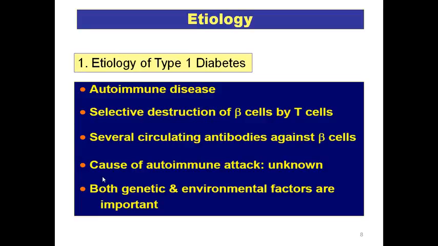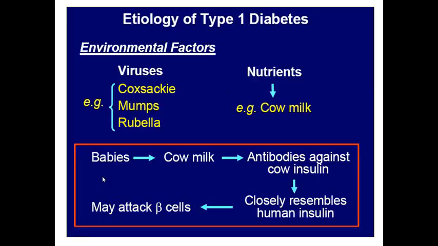So what is the etiology of type 1 diabetes? Type 1 diabetes is an autoimmune disease which causes selective destruction of the beta cells by T cells. There are several antibodies acting against these beta cells, like islet cell antibodies, anti-insulin antibodies, and anti-GAD antibodies. These antibodies are in the body, and they cause the destruction of the beta cells. What exactly is the cause of this autoimmune attack? We don't know. Both genetic and environmental factors can play a very important role.